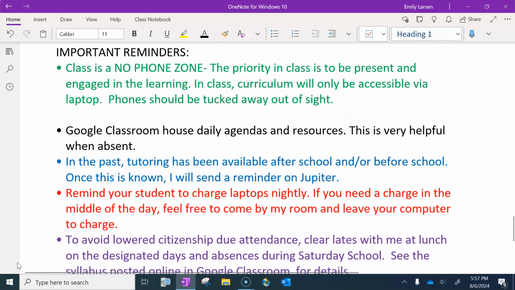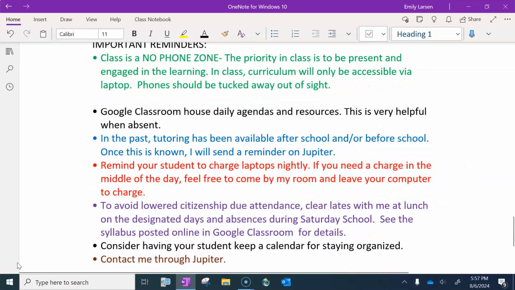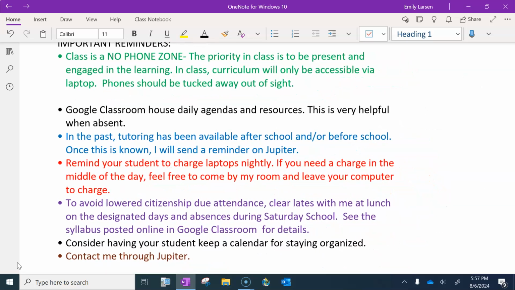Okay, and lastly, here are some important reminders. Class is a no-phone zone. The priority in class is to be present, engaged in the now, engaged in the learning. In-class curriculum will only be accessible via laptop. Phones should be tucked away out of sight. Google Classroom houses daily agendas and resources. This is very helpful when you're absent or when you're curious to know what's going to happen the next period, or maybe trying to remember what you did earlier that day or the day before.